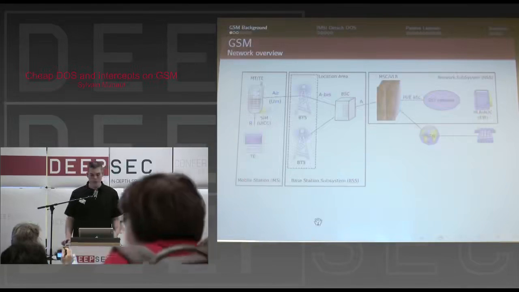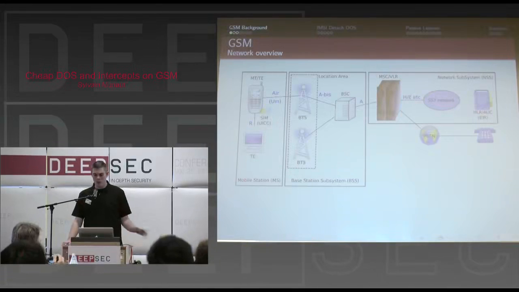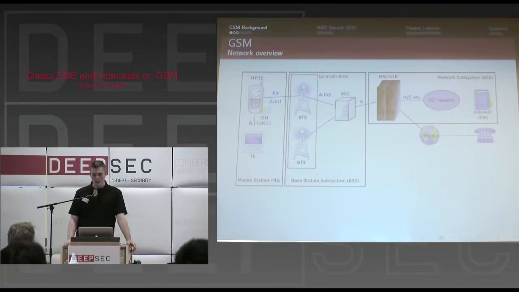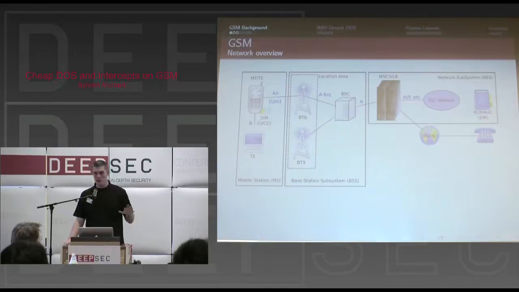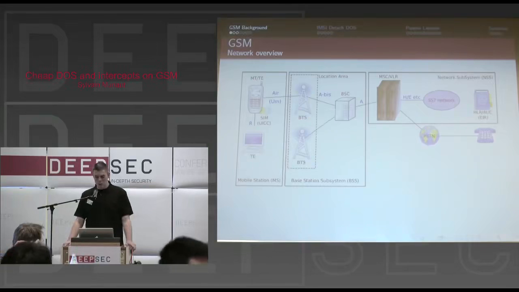So this is what a GSM network looks like, at least a plain 2G network, voice only. On the left you have the mobile station, basically the cell phone that communicates over the air to what's called the BTS, which is the base transceiver station. This is really just the transceiver. It doesn't have much logic in it. And then a BSC, base station controller, controls several BTS grouped into what's called a location area. It's just several BTS grouped together.